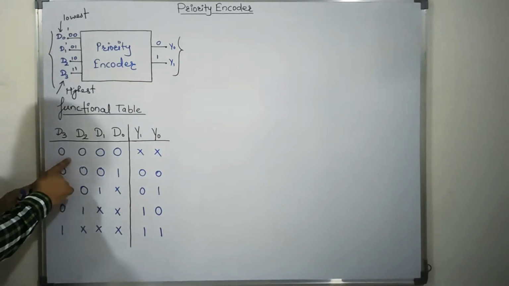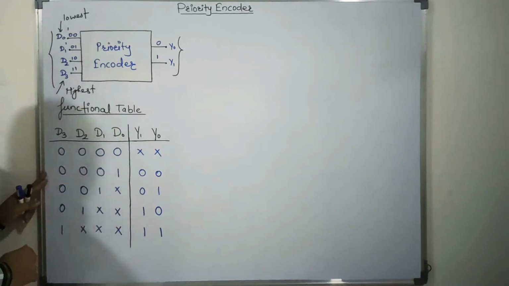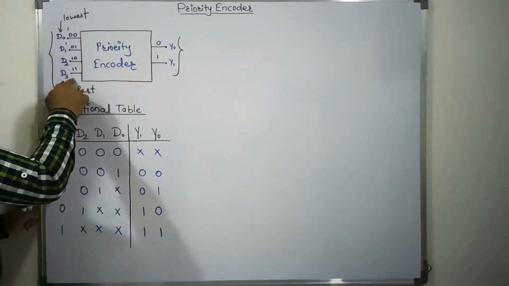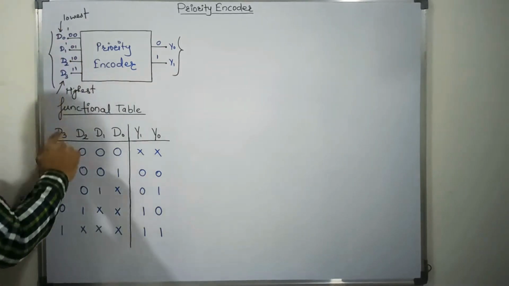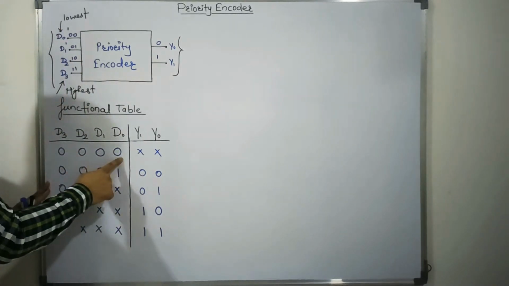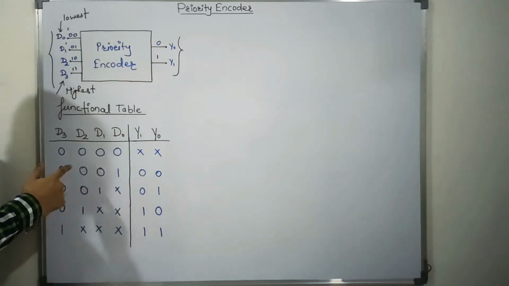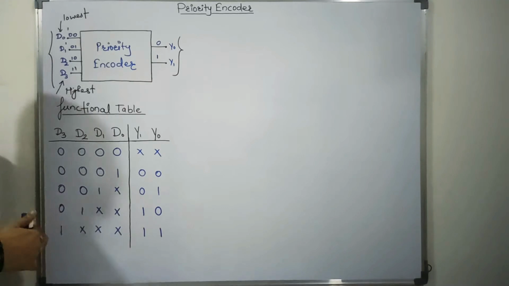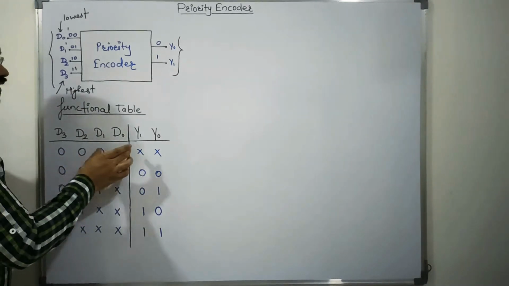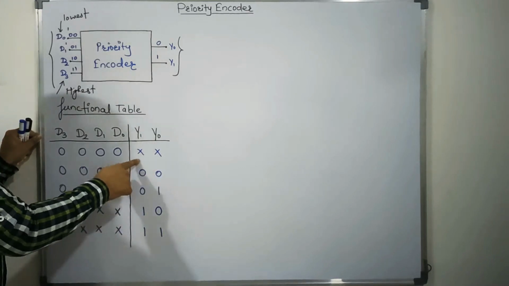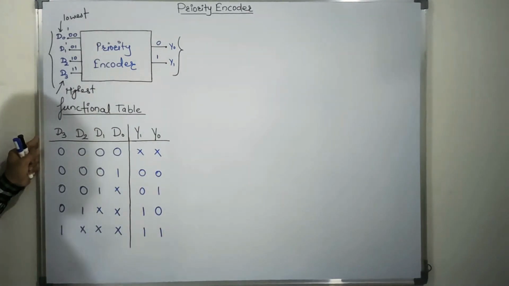The table starts with 0 0 0 0. If the inputs D3, D2, D1 and D0 are all 0, then all the input parameters are the same, so no input has the highest priority. That's why we don't know the value of Y1 and Y0, so this is the don't care condition. Am I clear?